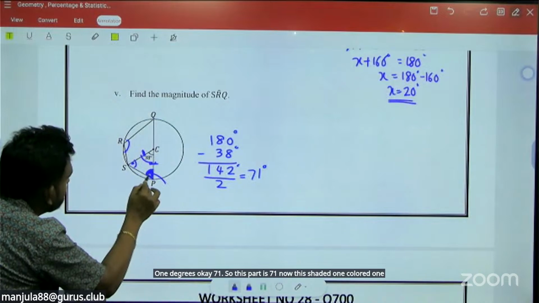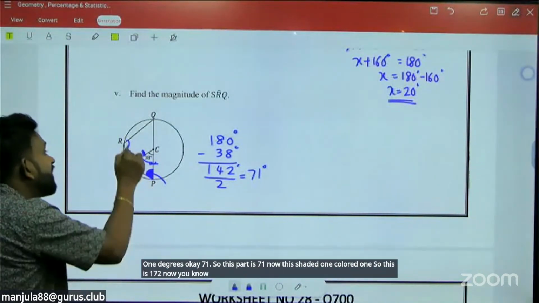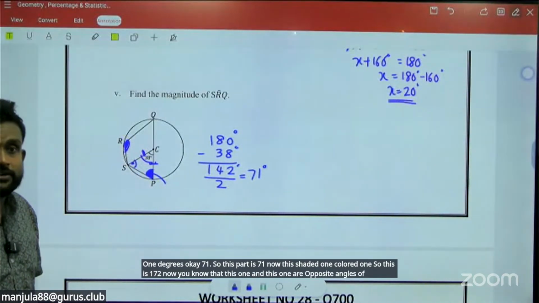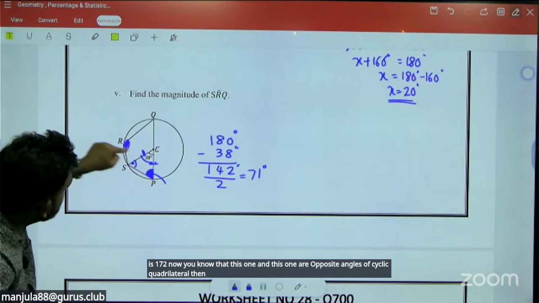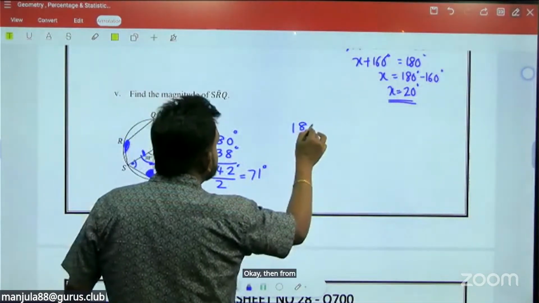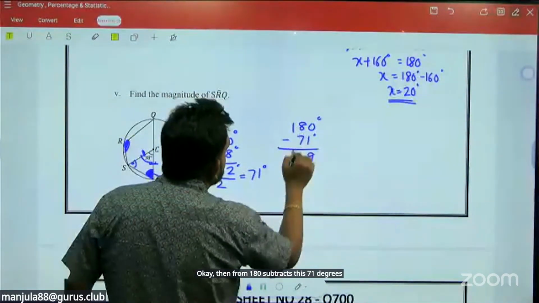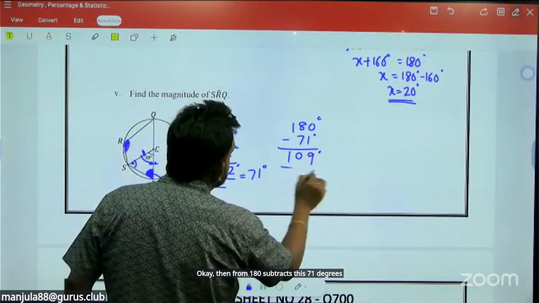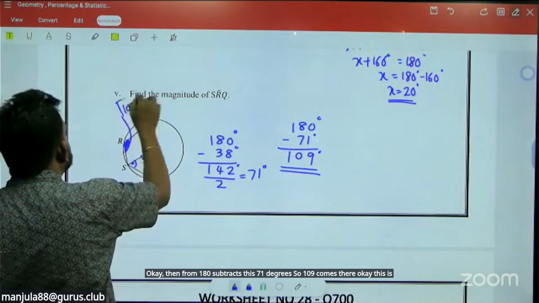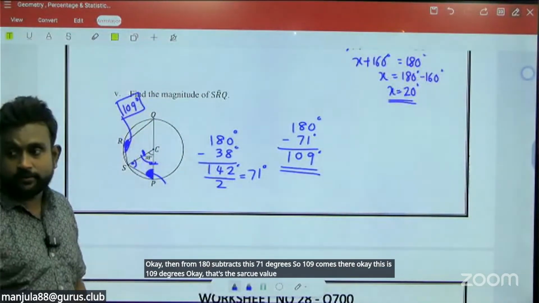Now you know that this one and this one are opposite angles of a cyclic quadrilateral. Then they add up to 180. Okay, then from 180 subtract this 71 degrees. So 109 comes there. Okay, this is 109 degrees. That's the SRQ value, 109.